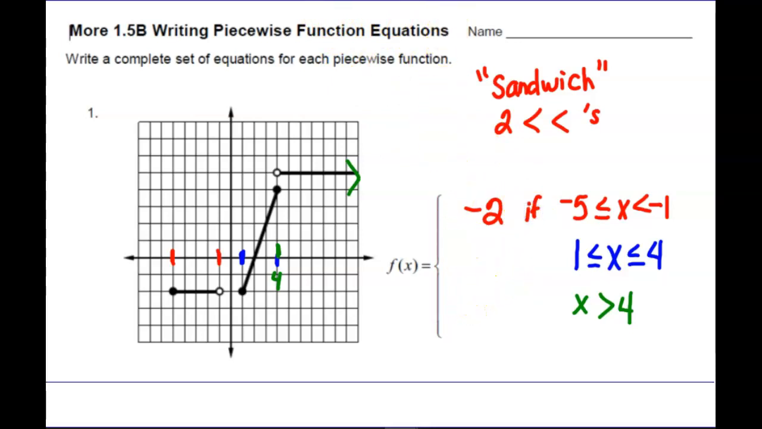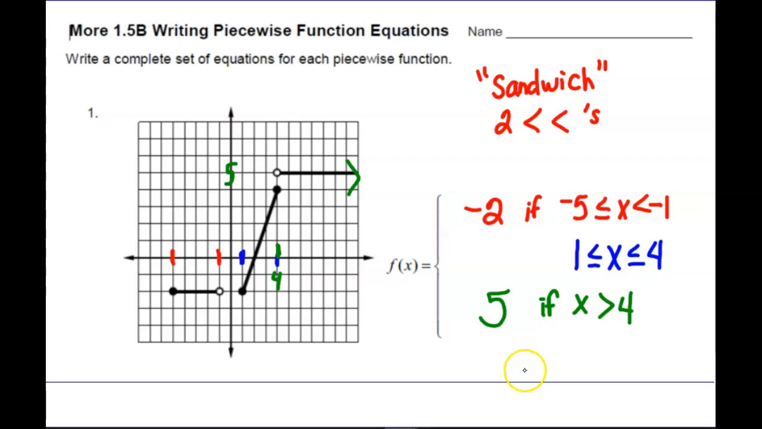Where's the other easy one? Let's do the green one next. What is this y value staying at? 1, 2, 3, 4. Is it 5, guys? So this one stays at 5 if x is greater than 4. All right, now we have one more line to try to figure out.